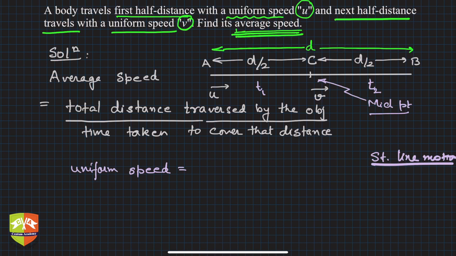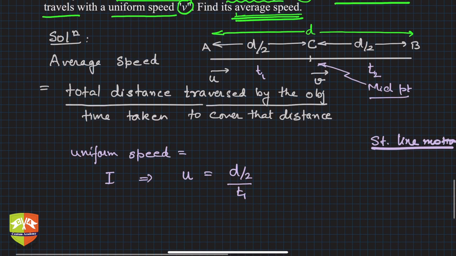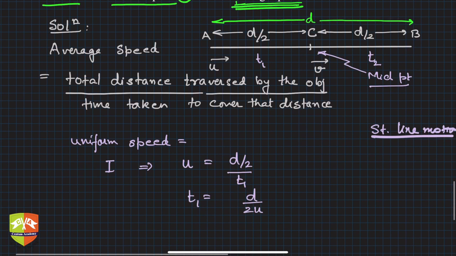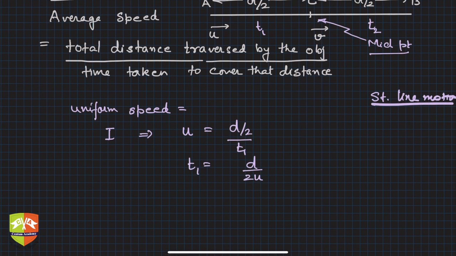So uniform speed, in the first half, let's take case one, can I not write u is equal to d by 2 upon t1, right? So u is equal to d by 2 upon t1, right? So hence, what will be t1, guys? t1 can be written as d by 2u, right? I hope this is understood. So this is speed upon time, uniform speed. What is the formula of speed? Speed is equal to distance upon time. So the time taken was t1, distance was d by 2. So hence t1 is d by 2u.